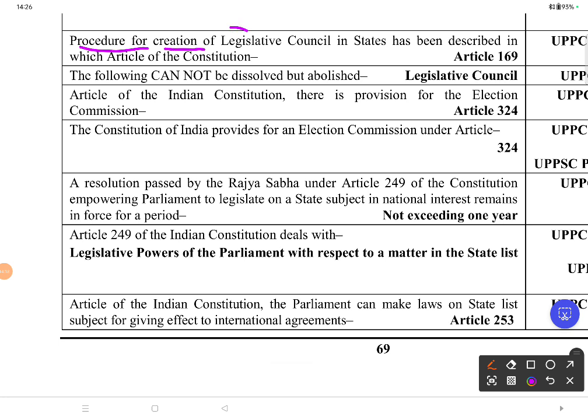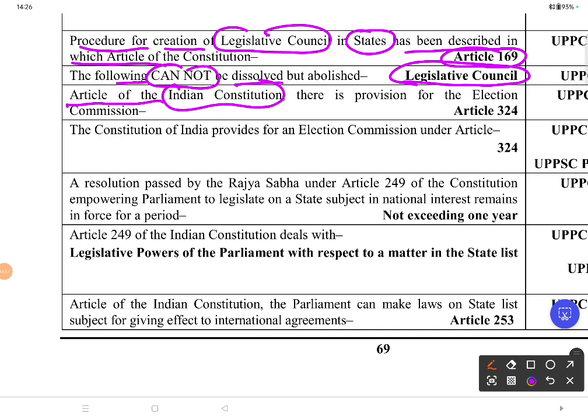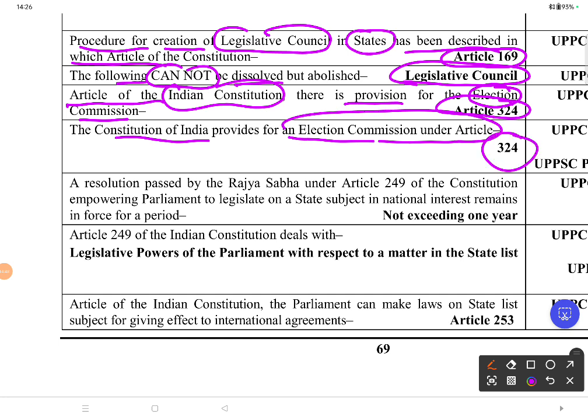Procedure for creation of Legislative Council in states has been described in which article of the Constitution? That is Article 169. The following cannot be dissolved but abolished: Legislative Council. Which article of the Indian Constitution has the provision for the Election Commission? Article 324. The Constitution of India provides for an Election Commission under Article 324.